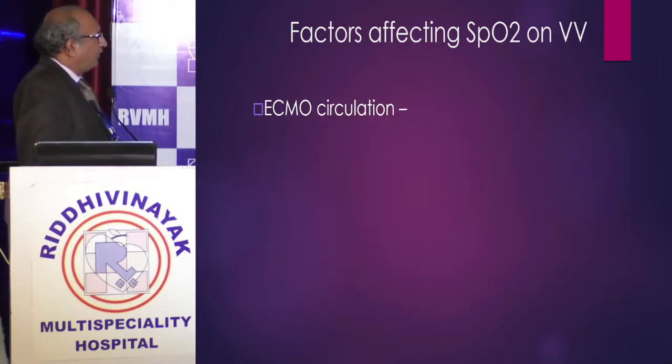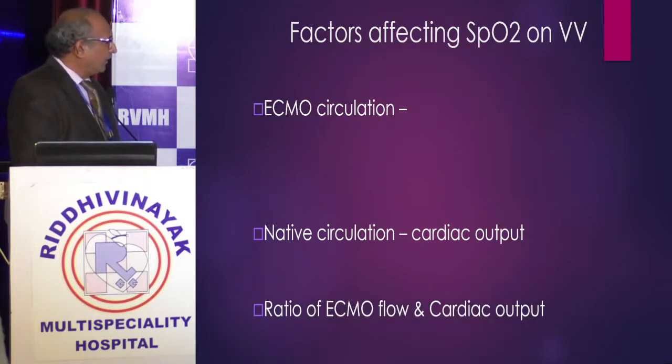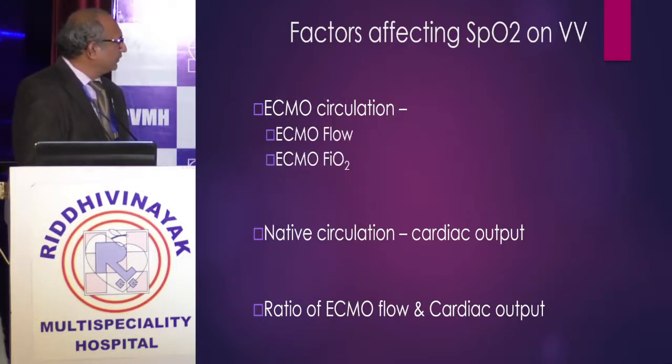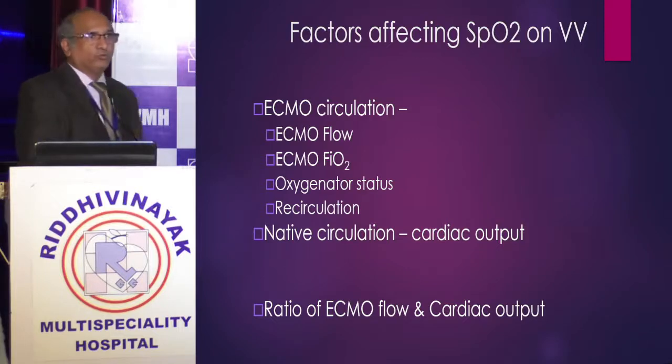Now, all of you know, when the patient is on VV ECMO, what are the factors that determine the saturation? The ECMO circulation as well as the native circulation, and the ratio of ECMO flow to the native circulation. These three factors determine the saturation. If your ECMO flow decreases, ECMO FiO2 decreases, the ECMO oxygenator fails, or there is recirculation, all of that can lead to hypoxia.